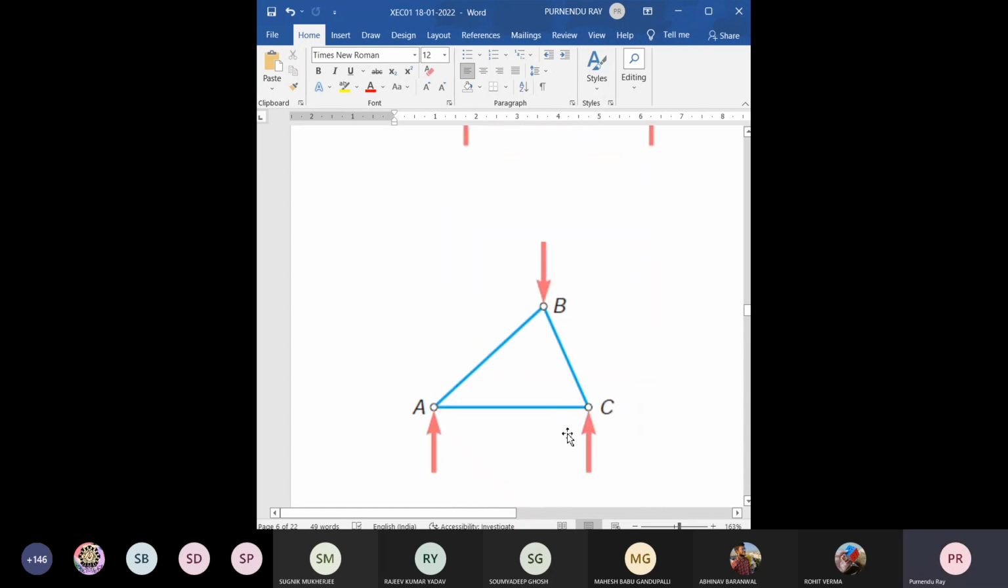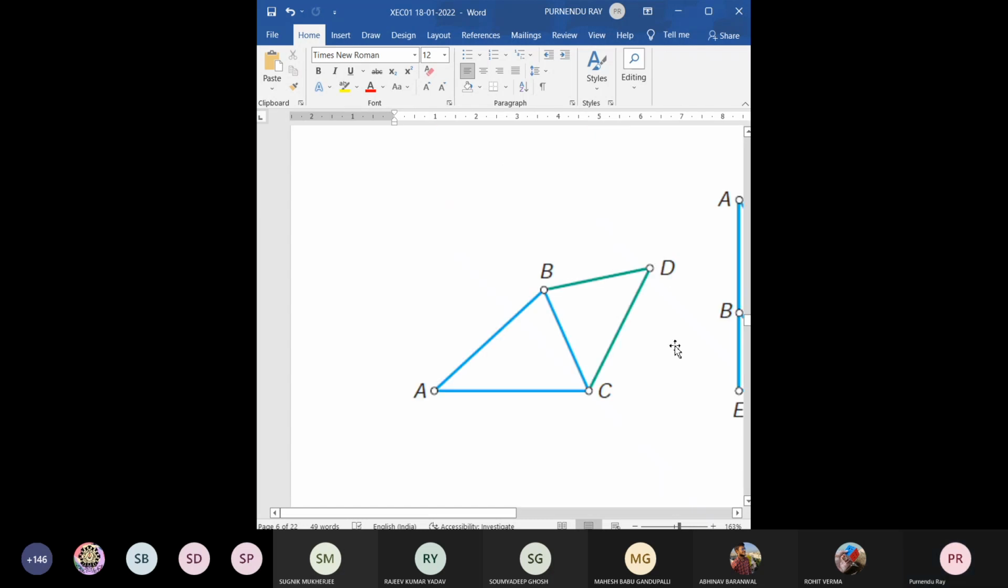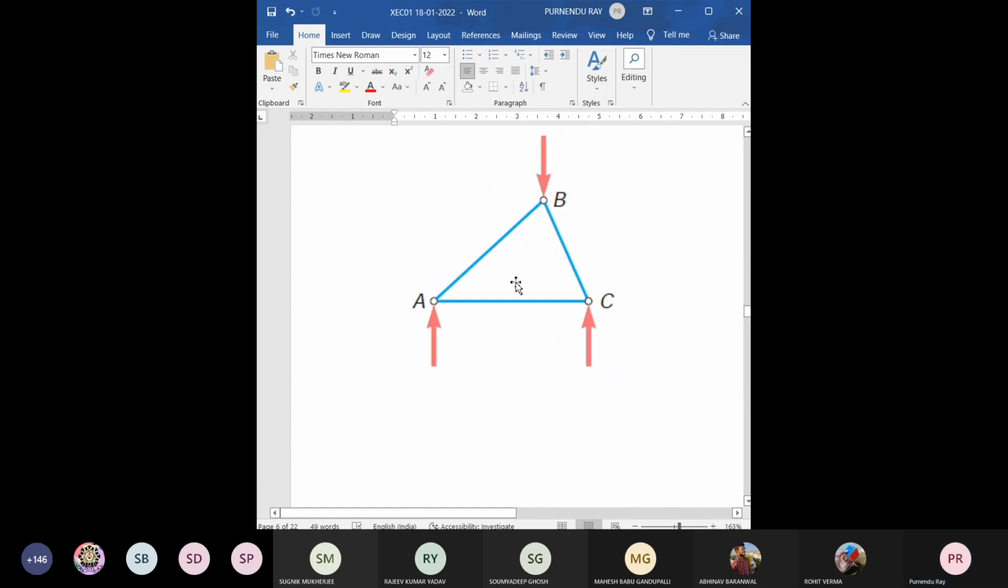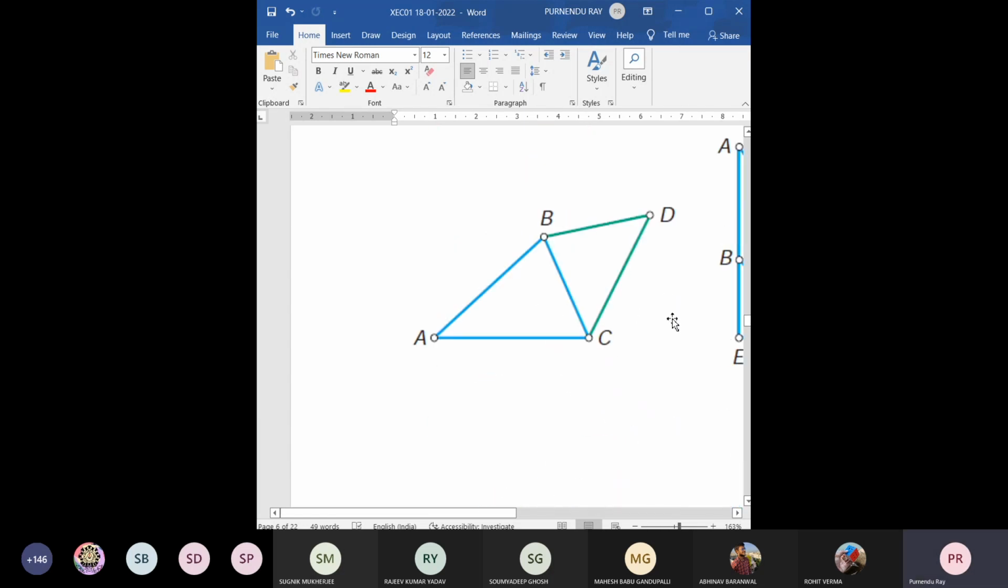So start from ABC, extend it with one more joint D, then extend one more joint E. So 3 and 3 for members and joints. Here 5 and 4. Then 7 and 5. So m equals 2j minus 3. So that relation is very important. m is equal to 2j minus 3 for a primary framework.